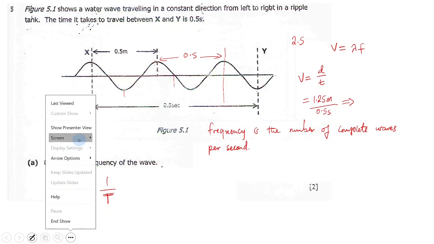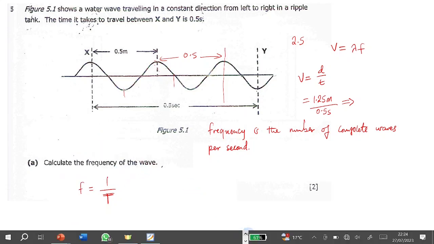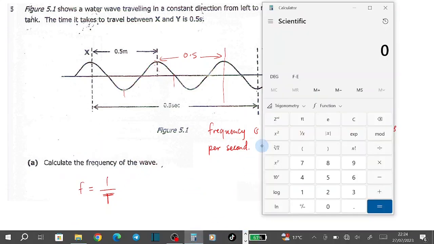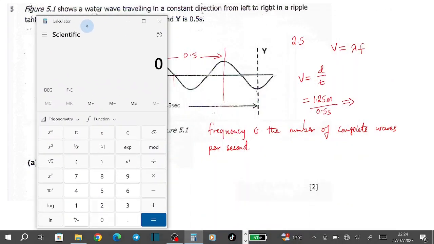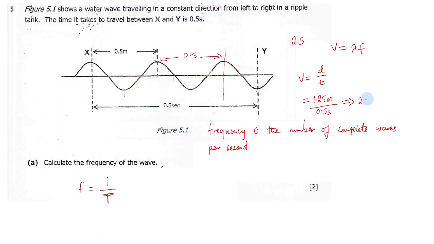These questions, guys, are quite tricky. I can't lie, they need thinking. So 1.25 divided by 0.5, we are getting 2.5. So 2.5 meters per second is the speed.